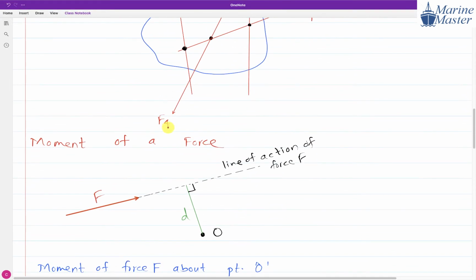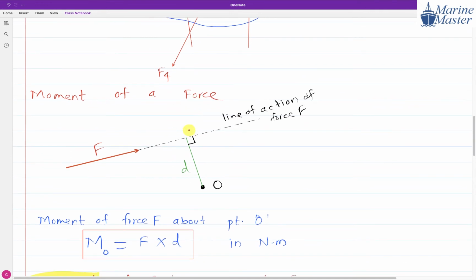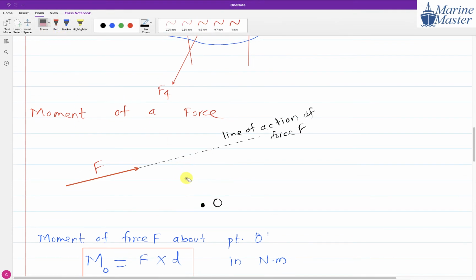Now we are going to see the next point, the moment of a force F. What is our next target? The moment of a force. Just observe here, I am going to show. Suppose this is a force F, and if we extend this line with a dotted line further, this will be the line of action of force F. And there is a point O. Just have a look here.